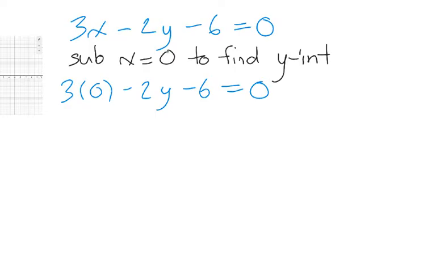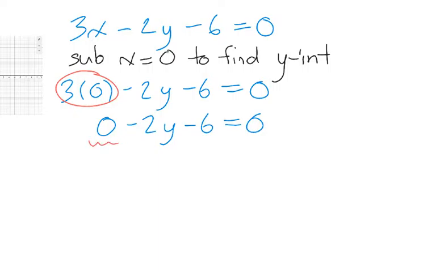Let's clean up some of these numbers. Anything multiplied by 0 is 0, and everything else stays the same. I don't like writing zeros in, so I'm going to remove that. So that just becomes negative 2y minus 6 equals 0. Remember, you want to isolate y. You want it all by itself. However, it's stuck with this negative 6, and it's stuck with a coefficient of negative 2.